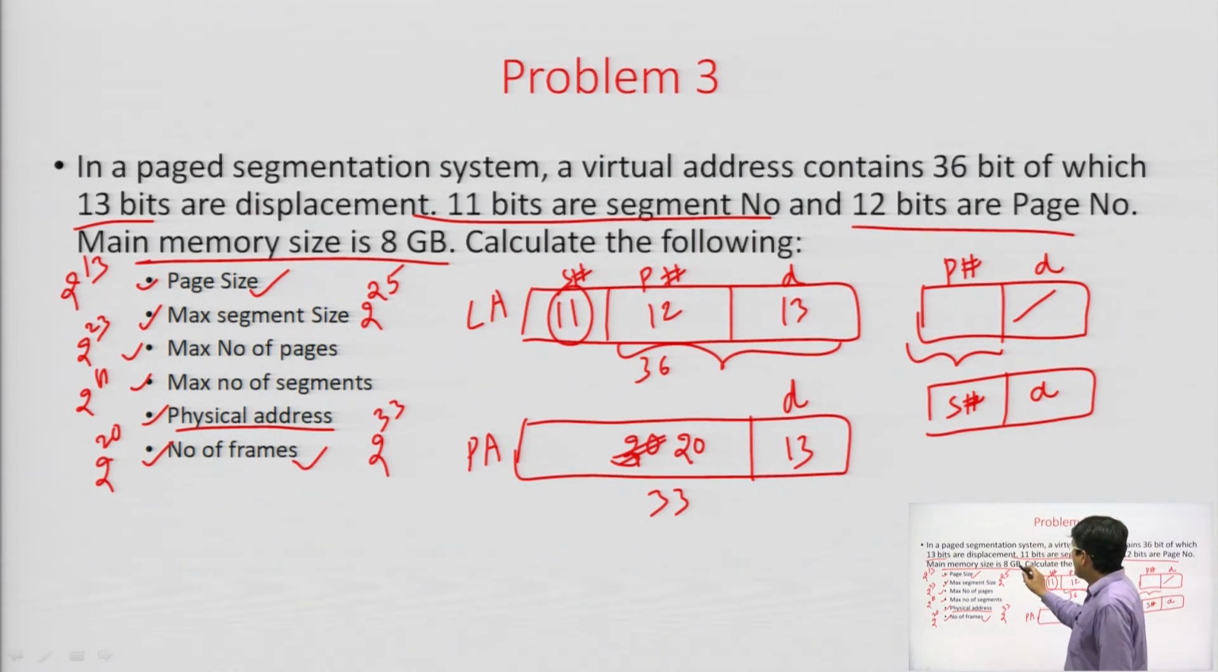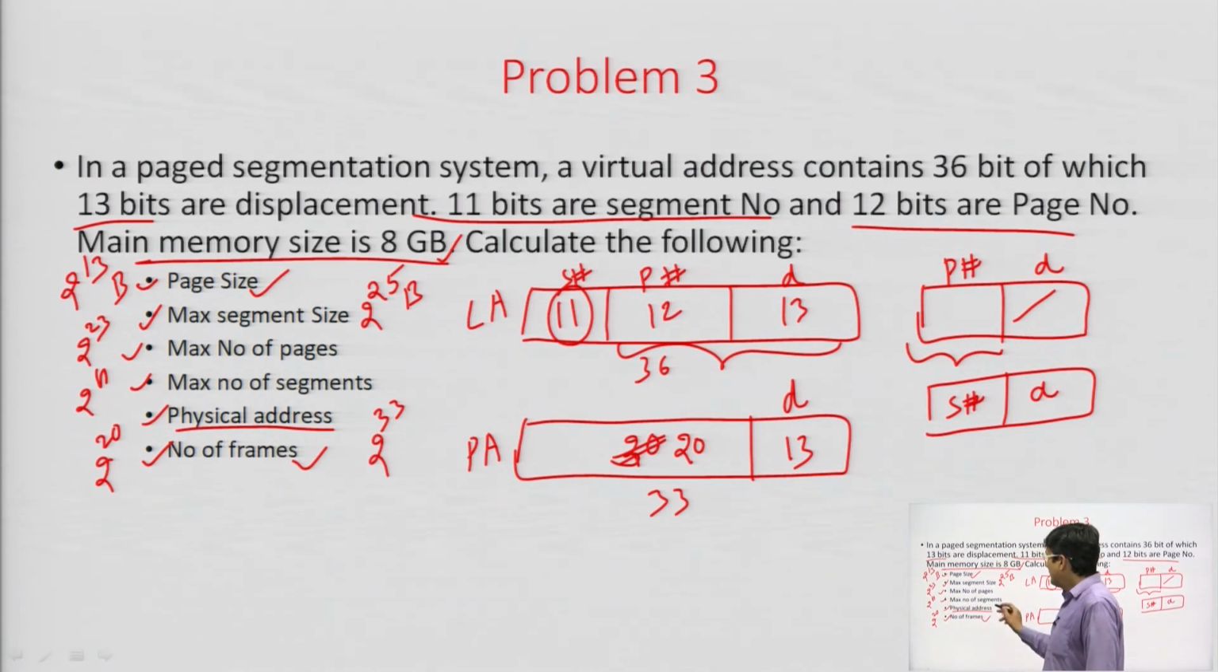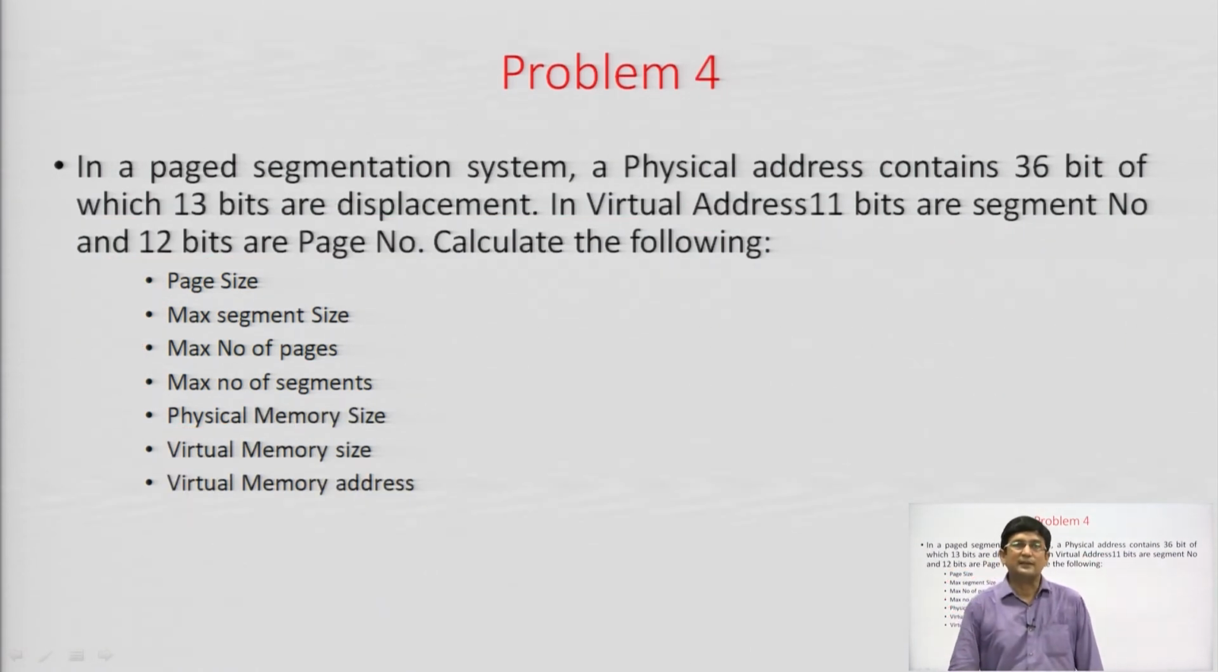Just see that here it is byte addressable, so we have to apply bytes wherever we have found the values. Page size will be 2 raised to the power 13 bytes, maximum segment size will be this, maximum number of pages will be 2 raised to the power 23, maximum number of segments will be 2 raised to the power 11, and the physical address is the one that we already have found. So we can solve several numericals like this.